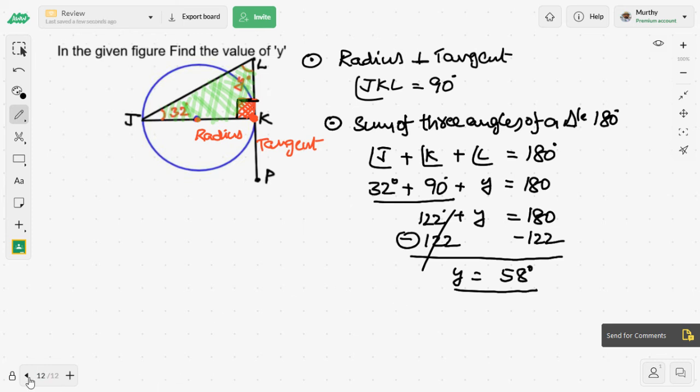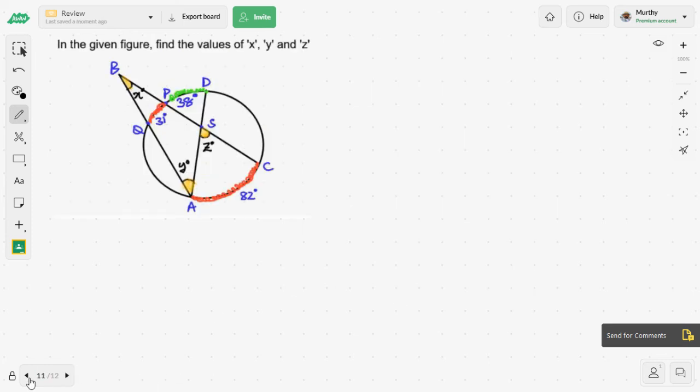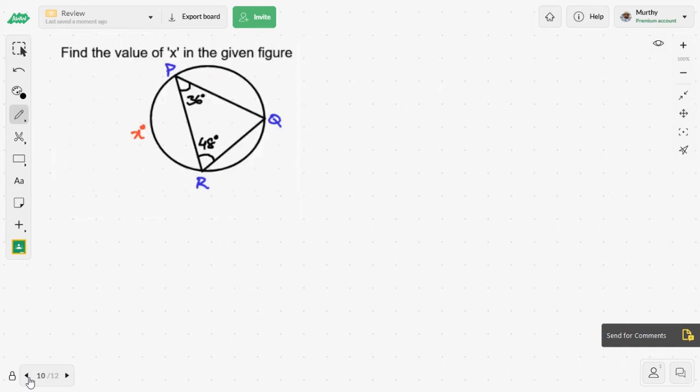Okay, one more question. This seems to be a little tough. We'll attempt this at the end. This is the other question. First of all, you are asked to find the measure of the arc. What is the measure of the arc, right? And I know that this arc is related to this angle. Therefore, I have to figure out the value of Q first.